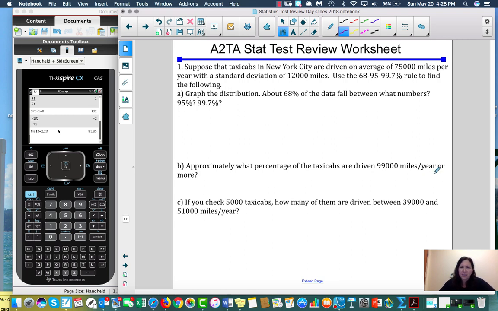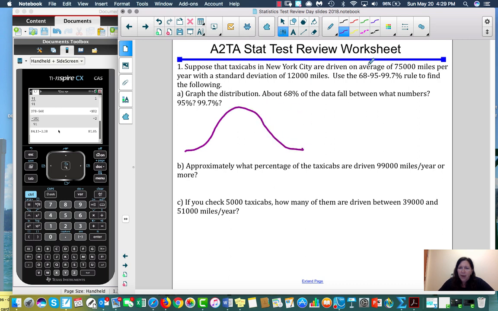The first question says, suppose that taxi cabs in New York City are driven on an average of 75,000 miles per year. You've got a standard deviation of 12,000 miles. Use the empirical rule to find the following. Graph the distribution. So we're going to graph it, and when we graph it, it's going to look like this.